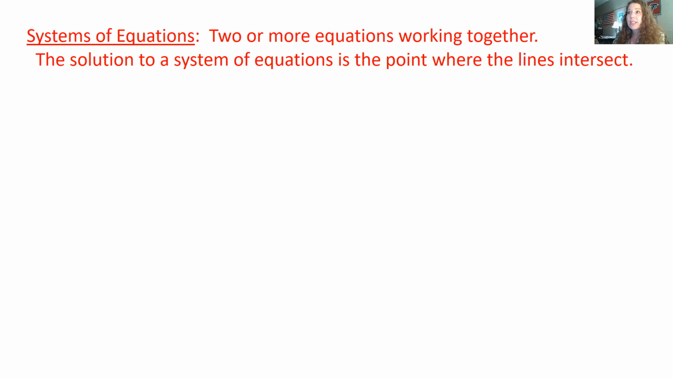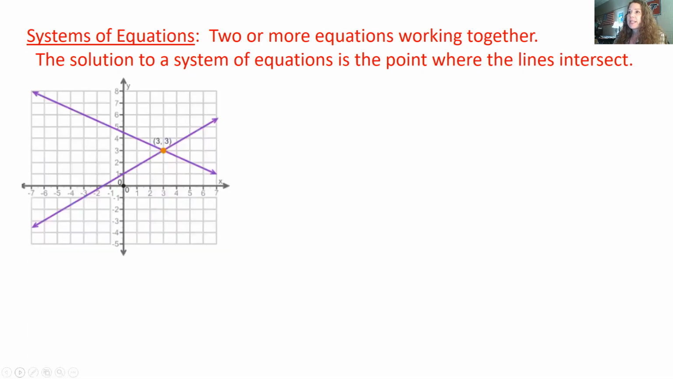The solution to a system of equations is always the point where two lines intersect on a coordinate plane. So for example, this top line right here, we'll call it letter A, has a negative slope, it's going down and to the right. And line B has a positive slope, it's going up and to the right. Those two lines intersect here at (3, 3). So you would say the solution to this system of equations is (3, 3).